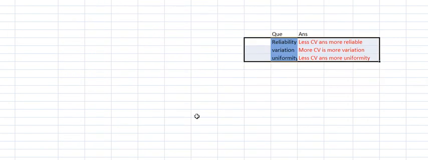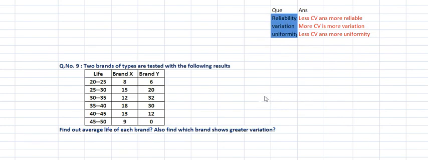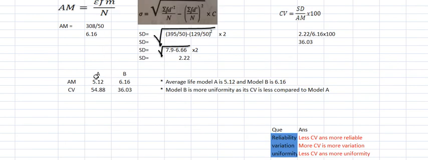Then I will assign you one question now. See question number 9, which was assigned to you. Two brands of tyres are tested with the following results. Life, that is number of hours: 20 to 25, 25 to 30, up to 45 to 50, for brand X and brand Y. Find out the average life of each brand. Average life means you need to find the arithmetic mean of these two. Then you write the average life of brand X and brand Y like this.